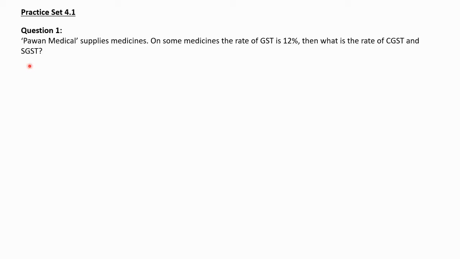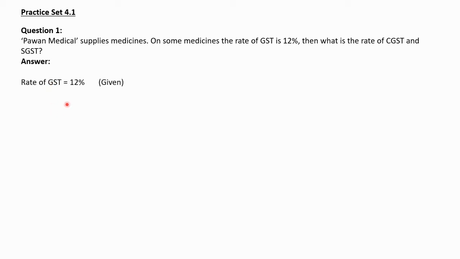Let us see practice set 4.1, the sums included here. So this is the first question. Pawan Medical supplies medicines. On some medicines, the rate of GST is 12%. Then, what is the rate of CGST and SGST? So let us start with the solution here.